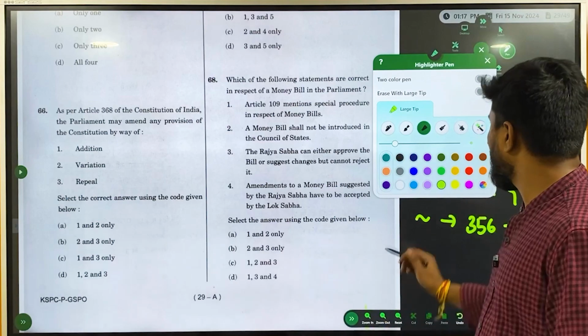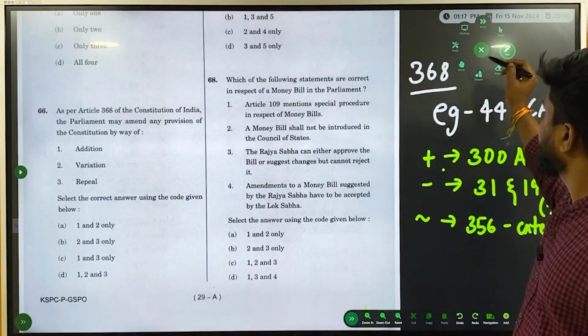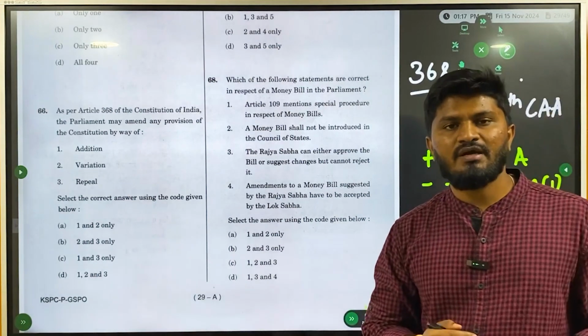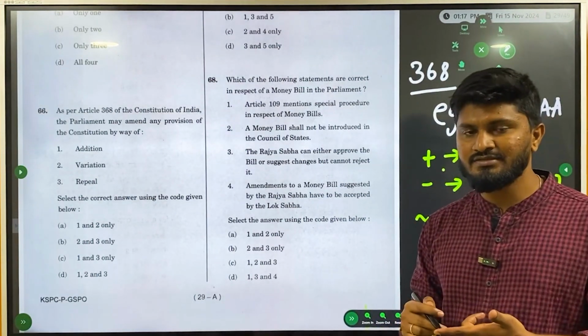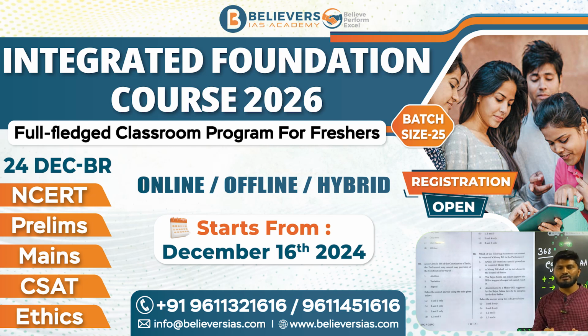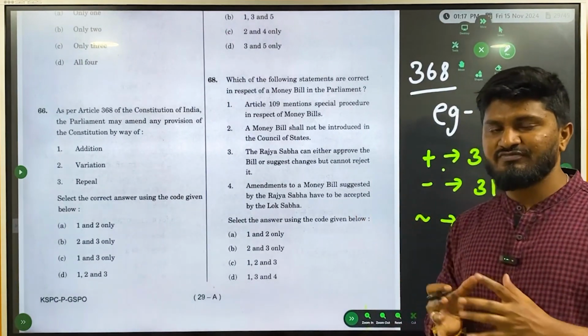So what do you understand by amendment? It is a very straightforward and easy question. Amendment is where you can either add, reduce or repeal, or vary the Constitution. That is called an amendment. But what happens is when you are in the exam center, as soon as you see the question paper, the questions and the options, you start overthinking it. So instead of overthinking, try to give any example from your head.